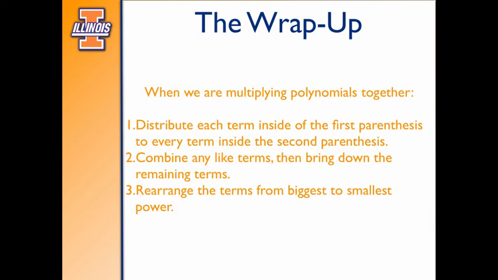When we're multiplying polynomials together, you distribute each term inside of the first parentheses to every term inside of the second parentheses by multiplication. Then you take the terms you got, you combine any like terms, bring down the remaining terms. Once there are no more like terms, you rearrange them from biggest power to smallest power, and then you're done.